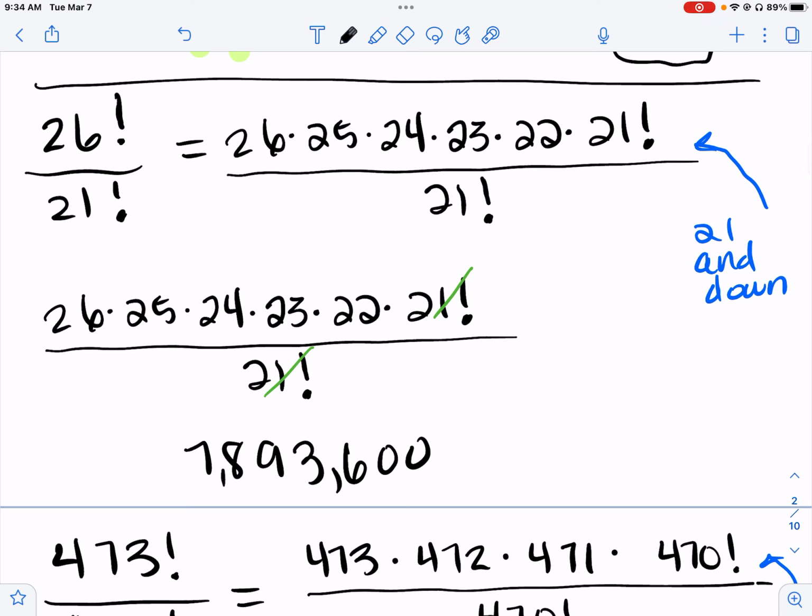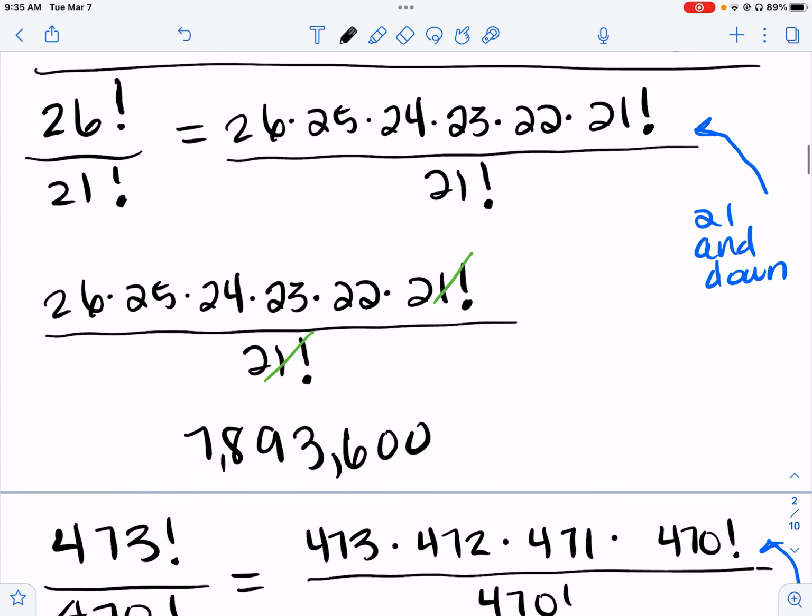Now what if you have bigger numbers? There's a little trick we can use. 26 factorial over 21 factorial. 21 factorial means 21 and down. So for 26 factorial, we can write 26, 25, 24, 23, 22, and then 21 factorial to represent that we're going 21 and down. Now, why do we stop at 21? Because that 21 and down will cancel with the 21 factorial on the bottom. And so then you just multiply 26, 25, 24, 23, and 22.